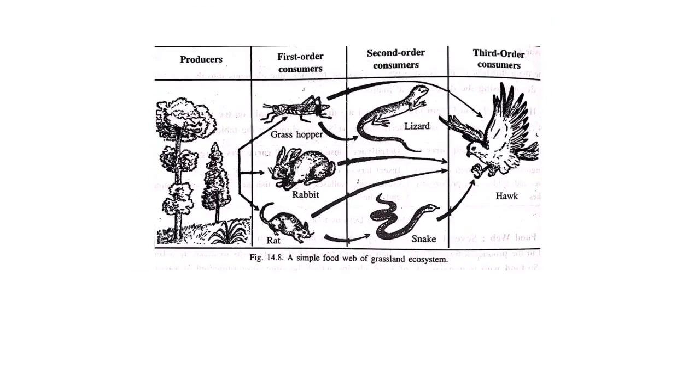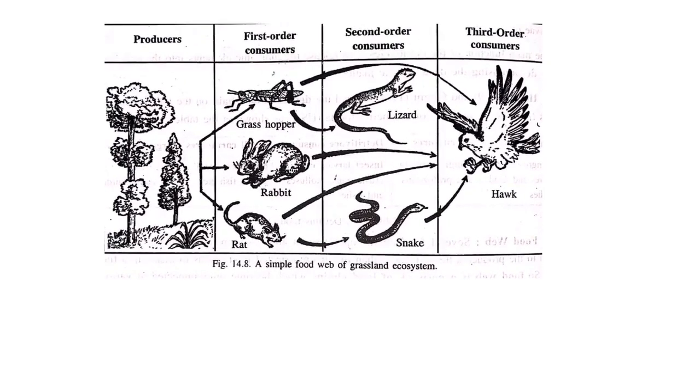So this food web is the most sustainable pathway. Why? Because suppose rabbits disappear from the habitat, then what happens? This hawk immediately shifts to another organism. It does not depend only on the rabbit, it shifts to other organisms.